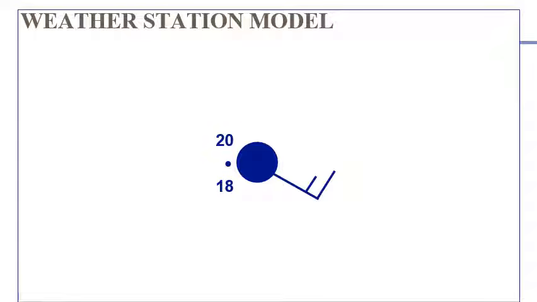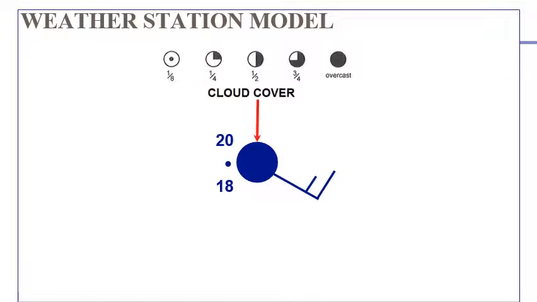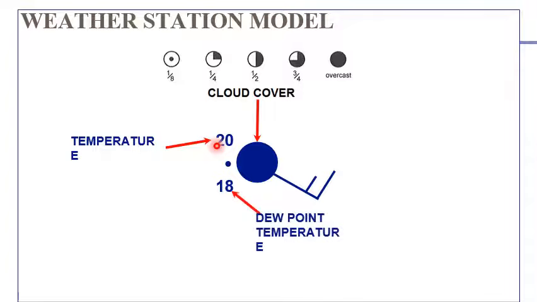Then this is our weather station model. It's important that you are able to interpret the information. There are about 5 weather elements that are indicated on this weather station model. The first thing is our cloud cover. We look at the center of our weather model. These are what you're going to have to remember. We get an eighth, a quarter, a half, 3/4, and overcast just means it's extremely cloudy. Then we get our air temperature or the maximum temperature for that day. And at the bottom over here, we get our dew point temperature.